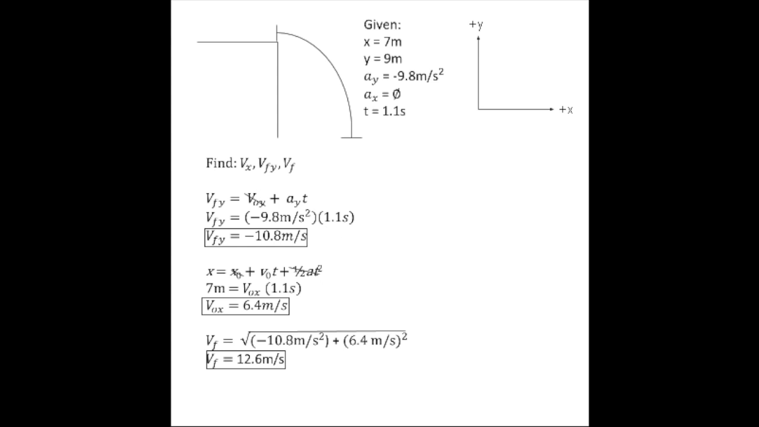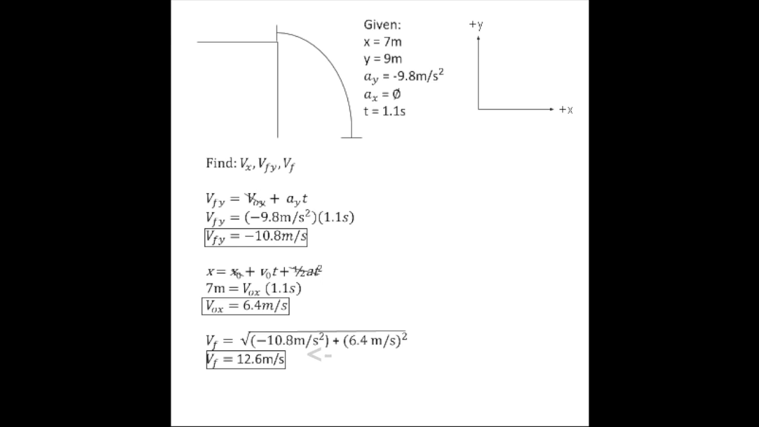And because there is no acceleration in the x direction, we can find that the initial velocity and the final velocity in the x direction is 6.4 meters per second. With those two pieces of information, we can find that the overall final velocity of the football is 12.6 meters per second.